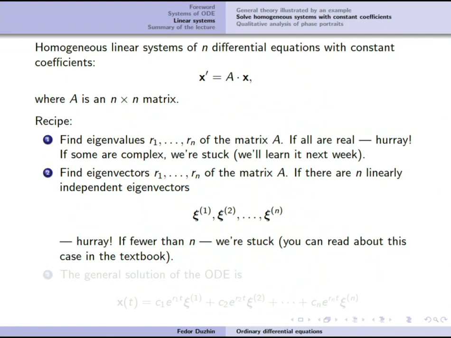If the number of linearly independent eigenvectors is fewer than n, it means that the matrix is not diagonalizable, and we are stuck. I'm not going to actually teach you how to do it. It is doable, but more complicated, and you can read about this case in the textbook. Then the general solution of the system of differential equations is going to be given by this formula, where we put eigenvalues and eigenvectors together.